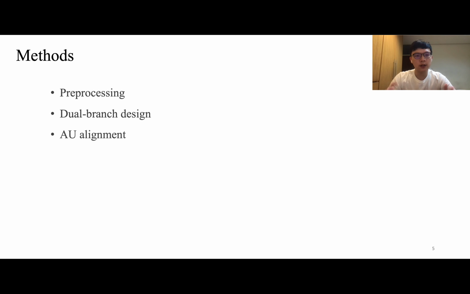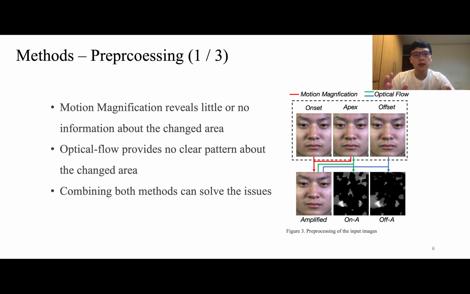Here come our methods, and we separate this part into three small sections. First, there are two common ways to do the preprocessing, either from motion magnification or from optical flow. However, motion magnification reveals little or no information about the changed area. Additionally, optical flow provides no clear pattern about the changed area. To solve these two issues, we try to combine these two methods to obtain a new input.